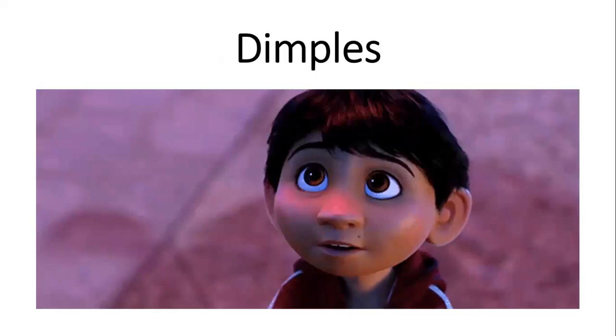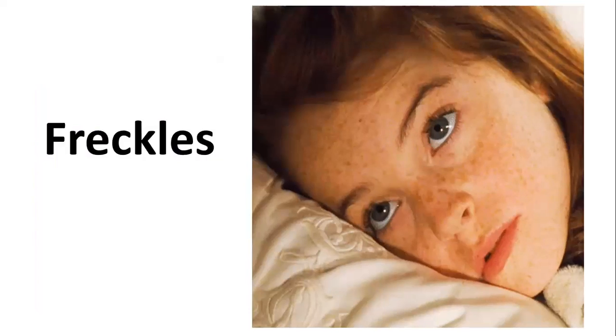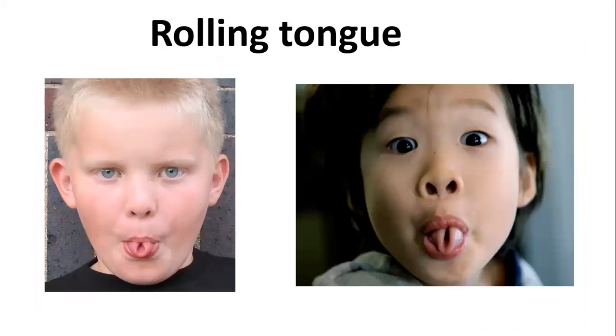Like dimples, for example, or having freckles, these small beautiful dots on the face. We sometimes get them from our parents. The ability to roll your tongue: most people can roll their tongues, others cannot. You can try this now and go ask your relatives if they can do this too.